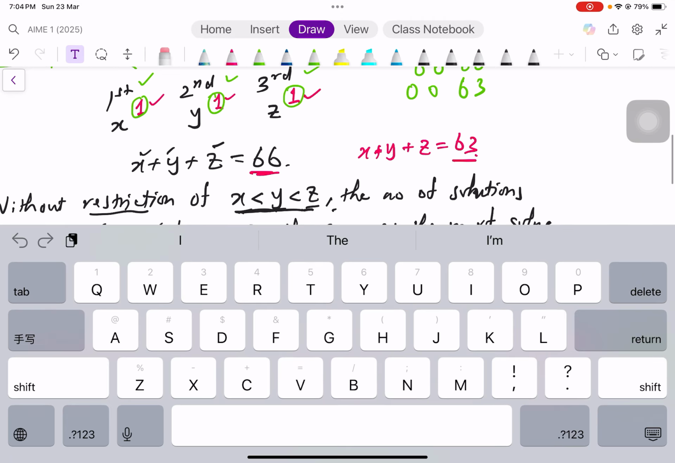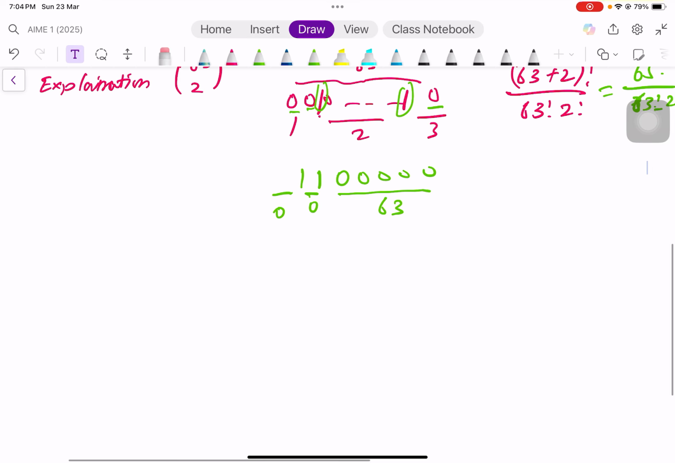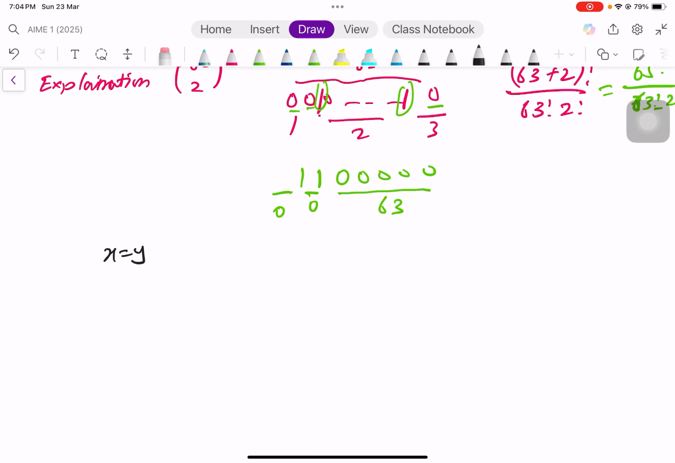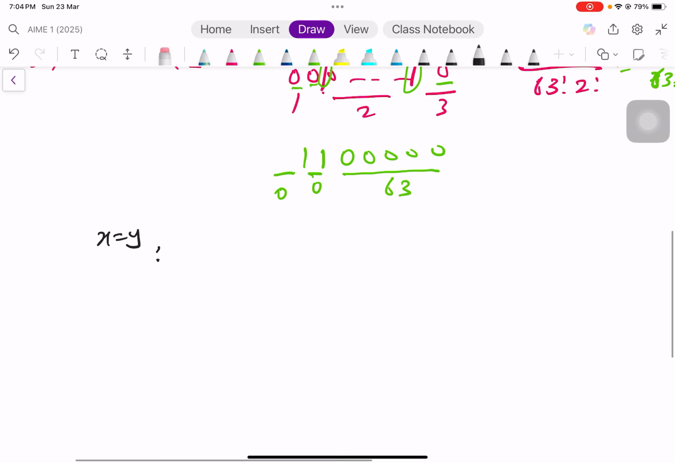Suppose I assume that the first pile and the second pile are equal in number. That means x is equal to y. Then what do you get? You will get 2x plus z equal to 63. And don't forget that x and z must be integers, and must be positive integers, right?